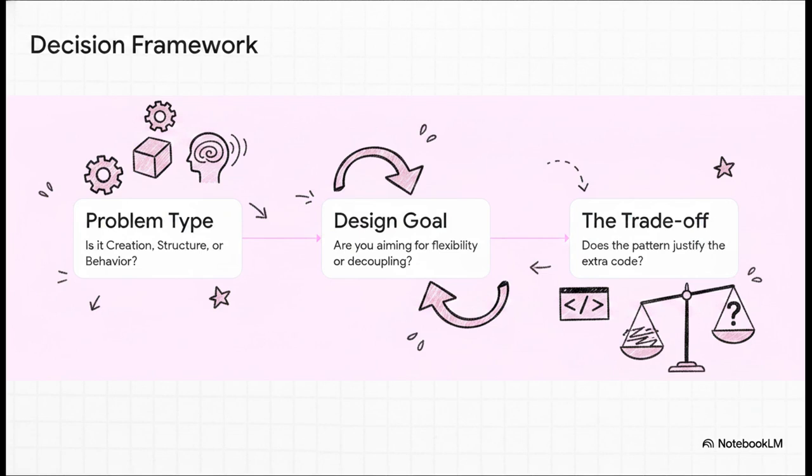Step 1. Isolate the problem type. Are you creating something, organizing something, or coordinating communication? Step 2. Clearly define your architectural goal. Are you aiming for decoupling or maybe flexibility? And step 3, the most crucial one, weigh the complexity trade-off. Does the pattern actually justify the extra code?